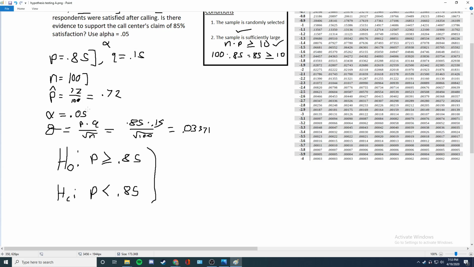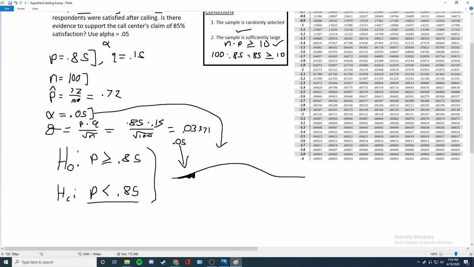Now, you might be wondering about this alpha value, what that really means. I'll go over that real quick here. Since we're dealing with a normal curve, we need an area of 0.05 over here. And since our claim is dealing with less than, it's a left-tailed test, so we're going to be over here. So this area that I have shaded is 0.05 of the area of the entire curve.